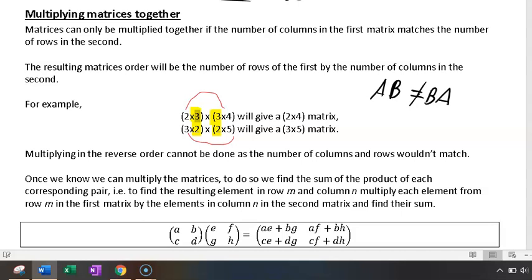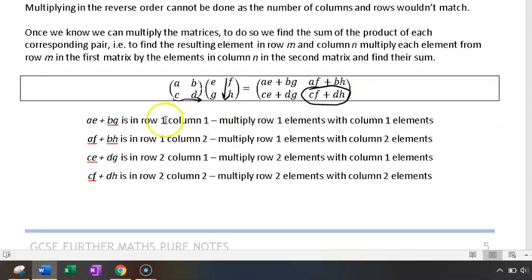Same idea if we do another one. If we look at this one, this is the element that's in my second row, second column. So that means I'm multiplying my second row times my second column. So C multiplies my F and D multiplies my H. So it gives me CF plus DH, and that's it.